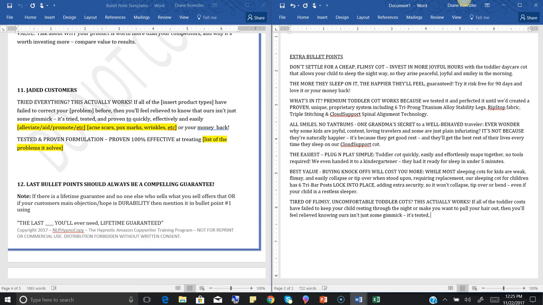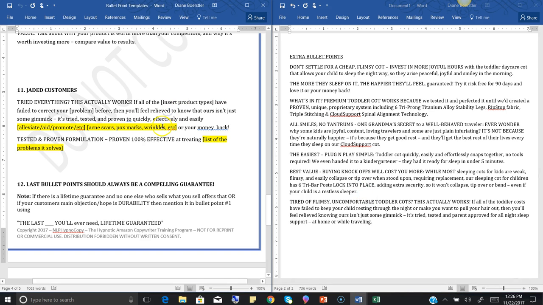It's tested, tried, tested, and I'd say parent approved. To support, you can say quickly, effortlessly, easily for certain things, but I'm going to say parent approved, all night sleep support at home or while traveling. Okay, so you could say that.